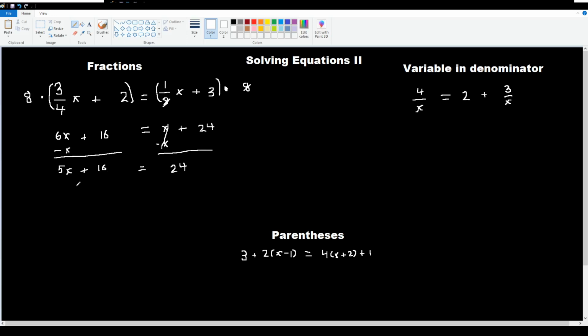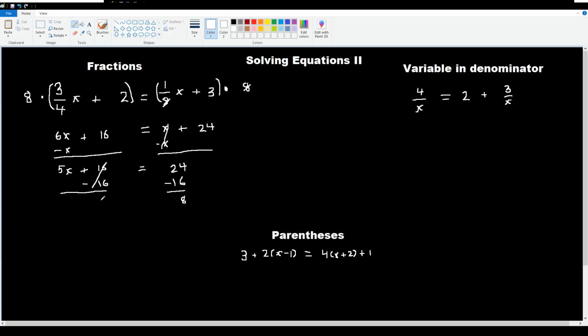Now what we do is we subtract the 16 from both sides, because you want to isolate the variable on one side and isolate the number value on the other side. What you do on one side, you do to the other. So subtract 16 on both sides. 16 gets eliminated on the left side, and on this side you're left with 8.